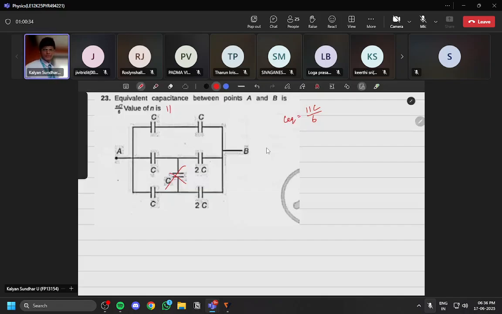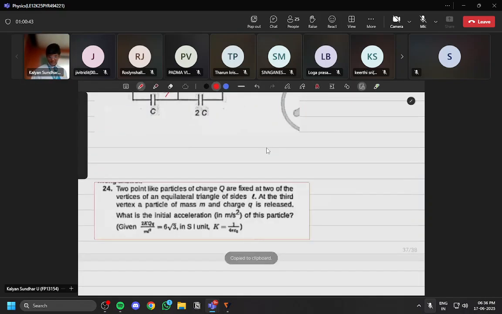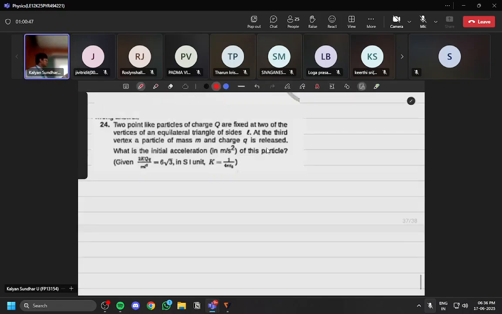23. Oh, none of them made a mistake. Any mistake? This is question 24. Two point-like charges are fixed at two vertices of an equilateral triangle. At the third vertex, a particle of mass m and charge q is released. What is the initial acceleration they are asking?